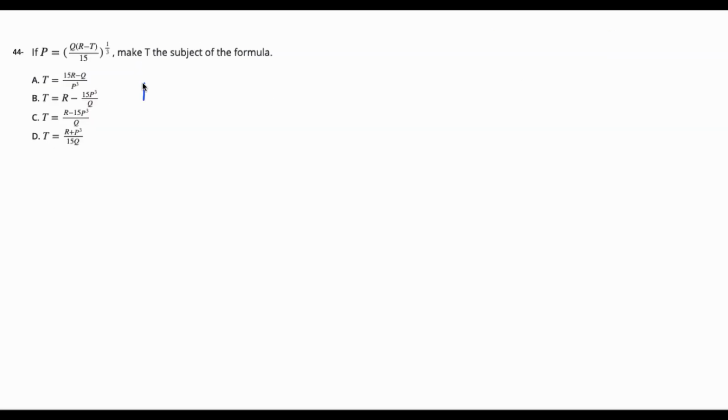So question 45 says if P is equal to Q multiplied by R minus T divided by 15, all raised to power 1 over 3, then make T the subject of the formula. So we want to make T here the subject of the formula. So the first thing we need to do is to get rid of these major brackets covering here. So in this case, what we can do is find the cube of both sides here.